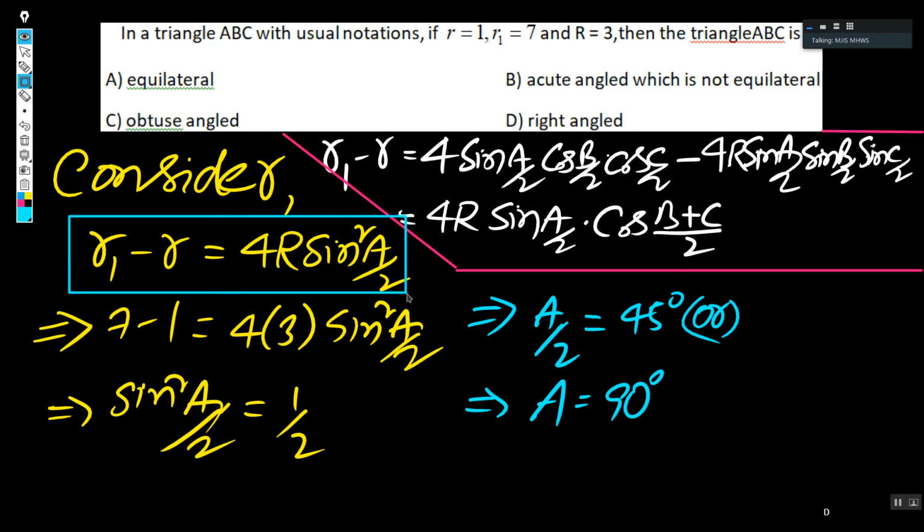That is why it is inevitable that in properties of triangles some results ought to be remembered as standard results. It is inevitable. It is a right angled triangle. Done.